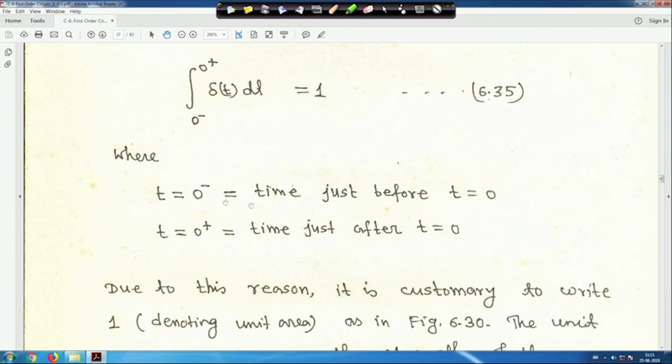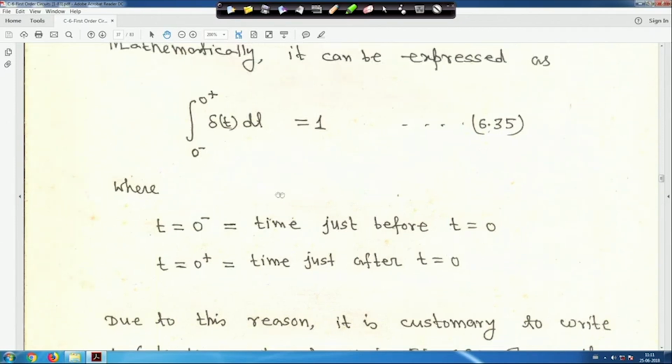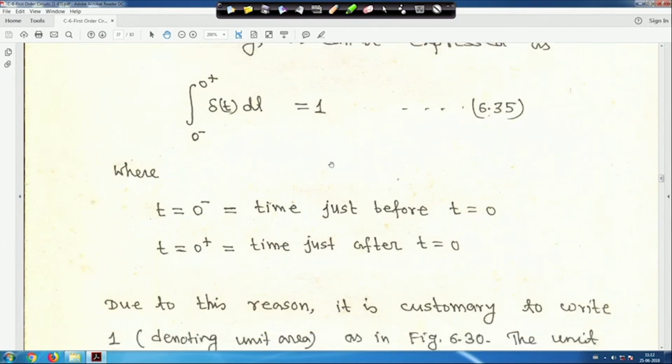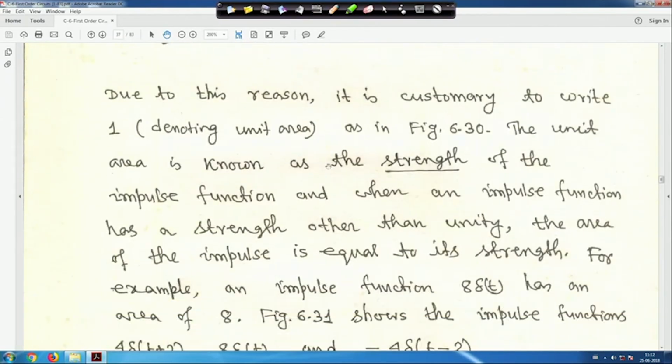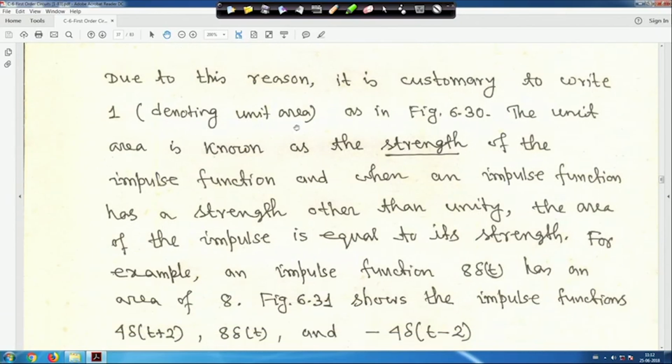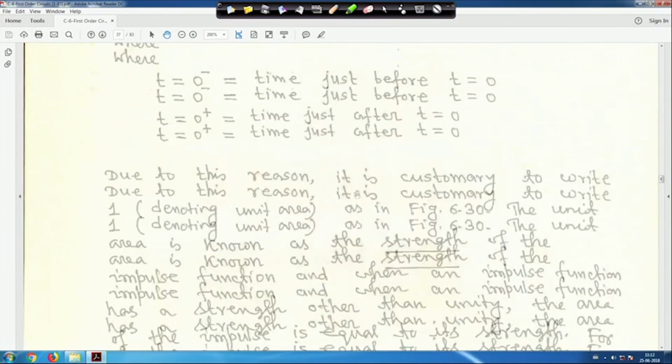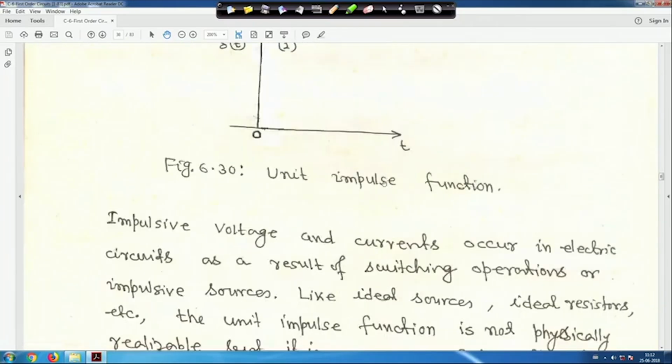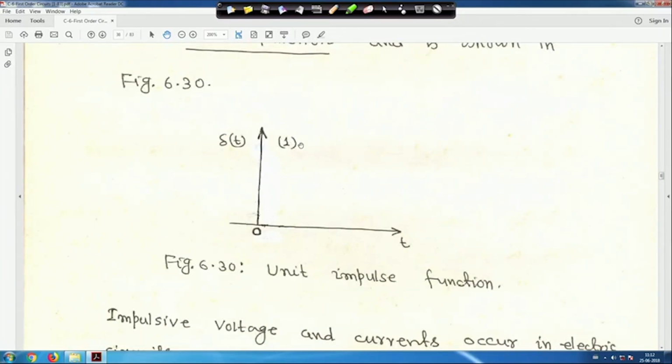t is equal to 0 minus is the time just before t is equal to 0, and t is equal to 0 plus is the time just after t is equal to 0. You have to remember this: from 0 minus to 0 plus, the integration of delta t dt is equal to 1. This is equation 35. For this reason, it is customary to write 1 denoting unit area, as in the figure I told you.